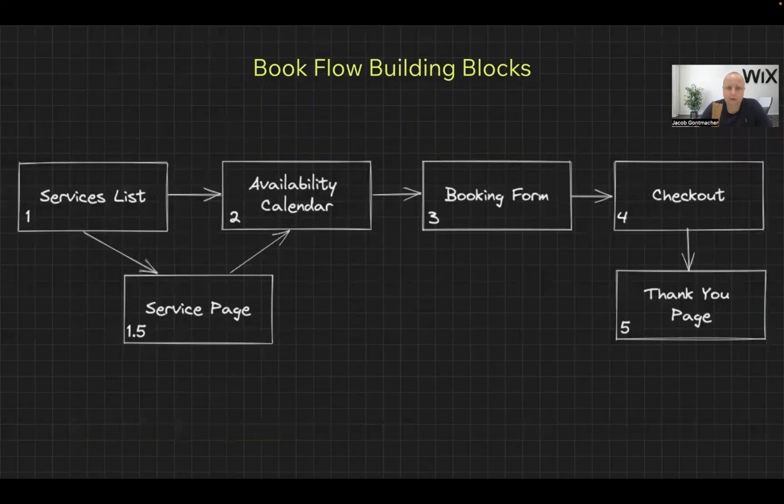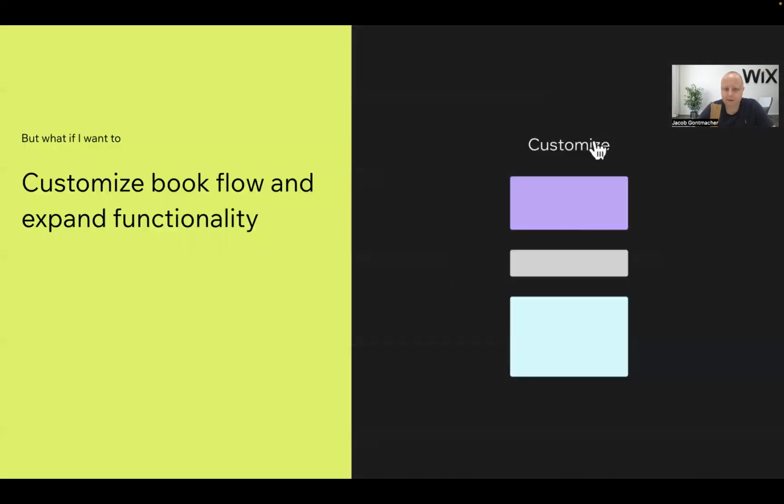Let's take this book flow and break it into some building blocks. So first, we started from the services list. From there, we could go to the service page, but we could also go directly to the availability calendar, which is what we did. From there, we went to the booking form, filled in the information, went to checkout, paid for our service, and we're presented with a thank you page. It's fairly simple, right? But we want to change that.